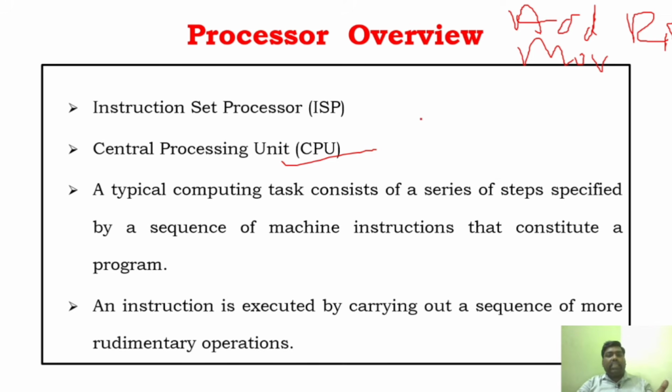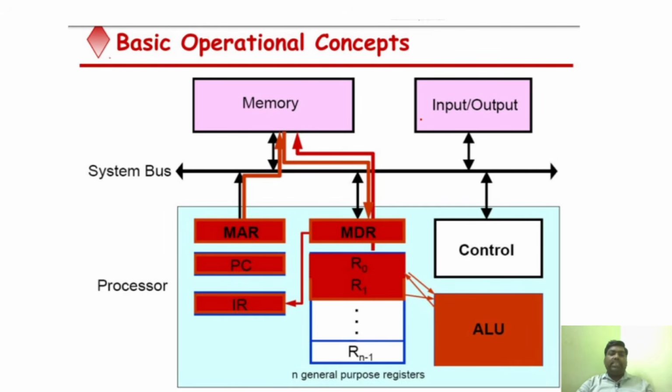We have already seen something called operational concepts in unit 2. This is the basic operational concept, that is, how the processor executes the instruction. You have already seen this diagram, and we have explained this basic operational concept in detail already. If you want a very detailed explanation, just go and watch that particular video. I'll just give you an overview of this operational concept.